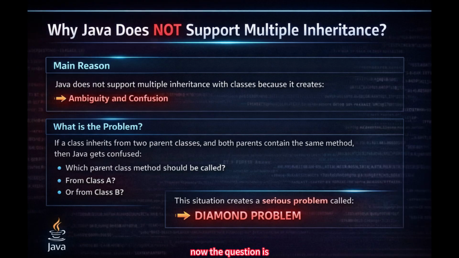Now the question is, why does Java not support multiple inheritance with classes? The main reason is ambiguity and confusion. What is the problem? If a class inherits from two parent classes and both parents contain the same method, then Java gets confused. Which parent class method should be called? From class A or from class B? This confusion creates a serious problem called the diamond problem.